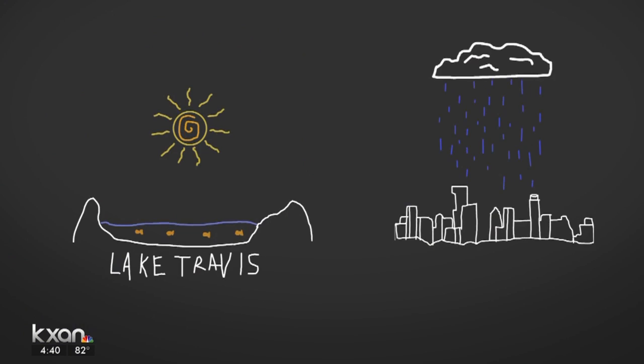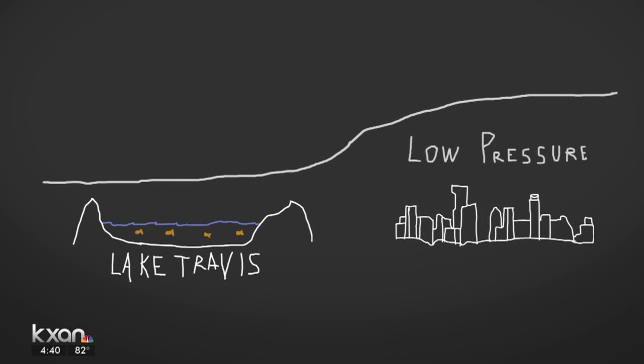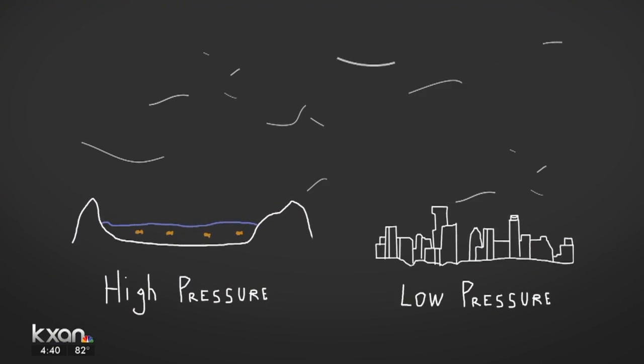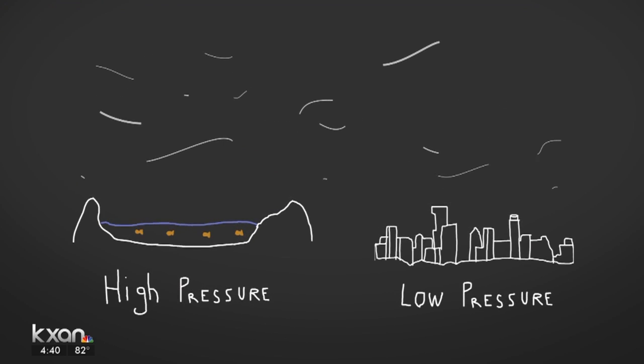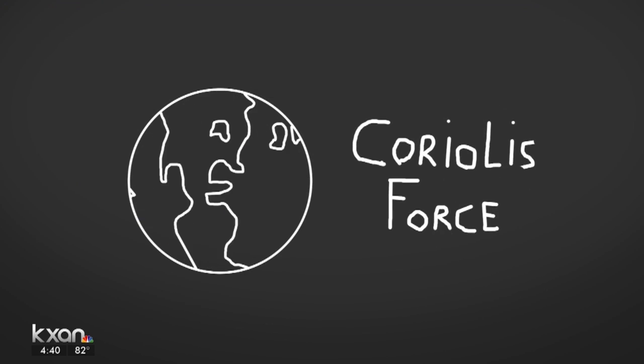Let's say we have a storm in downtown Austin, but the sun is shining out over Lake Travis. This means there's a little low pressure system over the city and there's a high pressure system over the lake. Air always blows from high to low pressure. It's the same exact principle that allows airplane wings to generate lift. In our example here, the wind would be blowing eastward, and the bigger the difference in pressure, the stronger the wind would be.